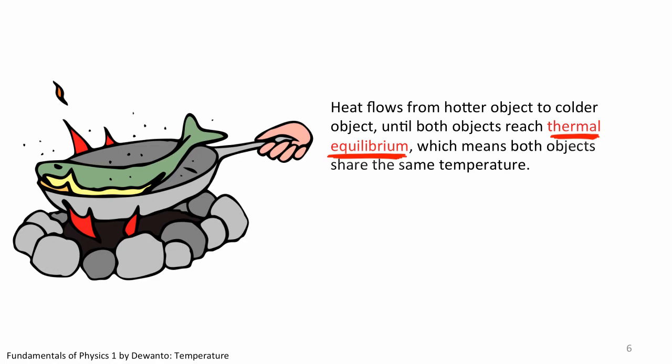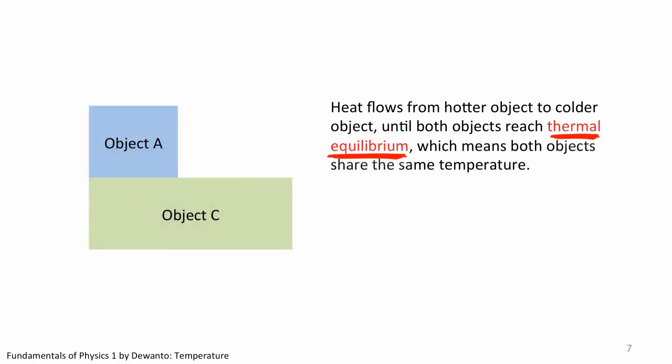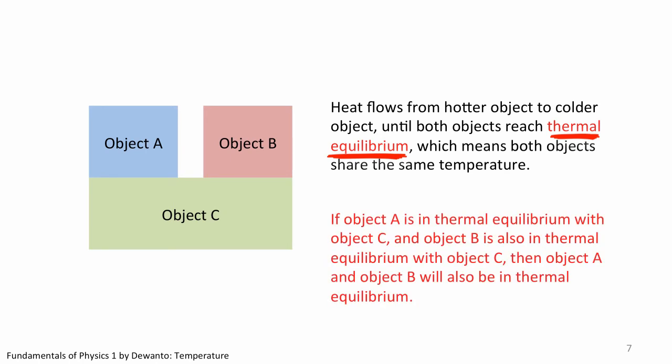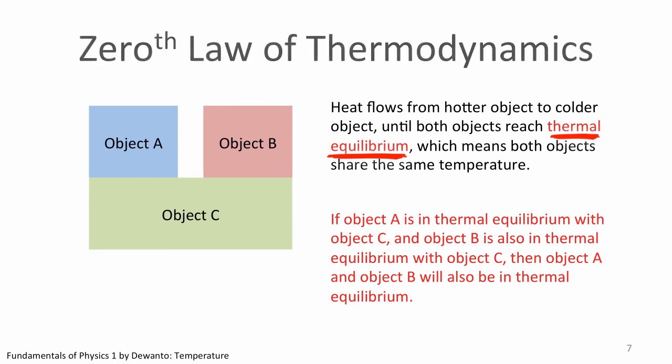The implication is, in reference to this picture, let's say object A is in thermal equilibrium with object C, and object B is in thermal equilibrium also with object C. Then object A will also be in thermal equilibrium with object B, even though they are not in contact with each other. Notice that all three objects might start with different temperatures to begin with, but they will eventually end up with the same temperature. Physicists refer to this as the zeroth law of thermodynamics.